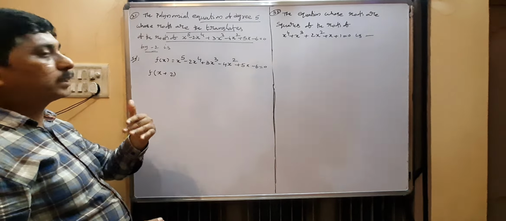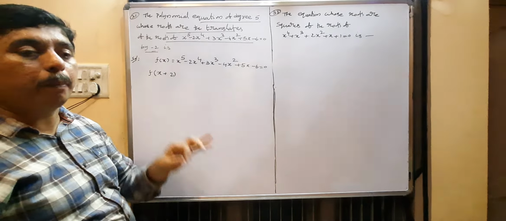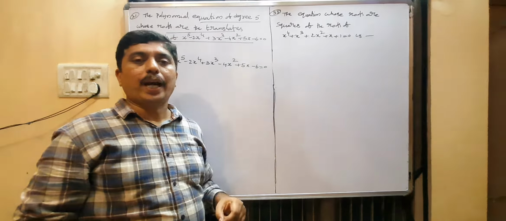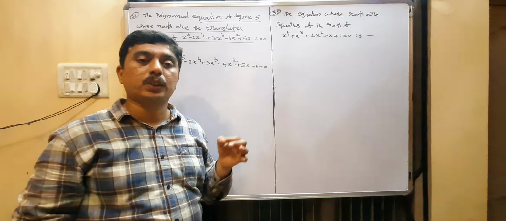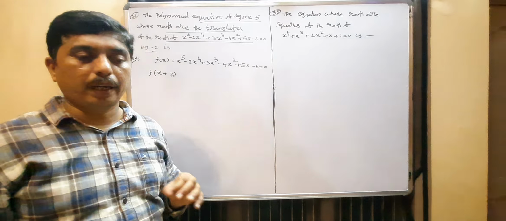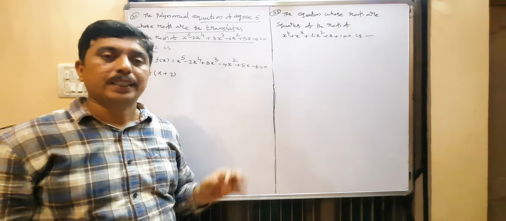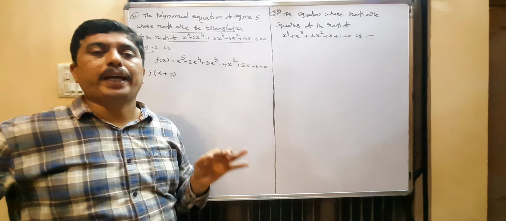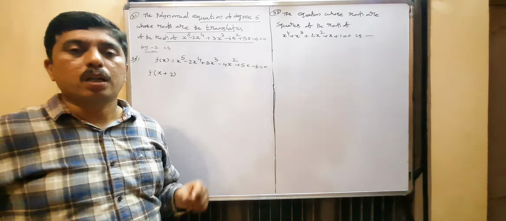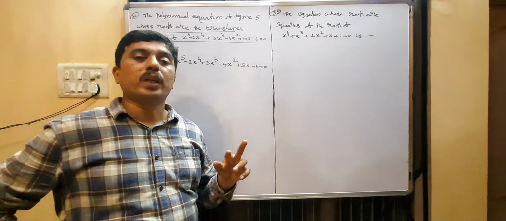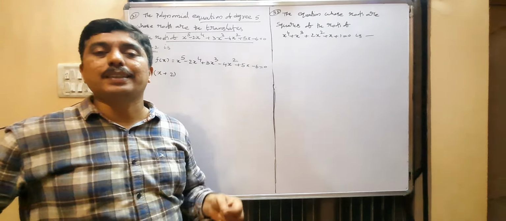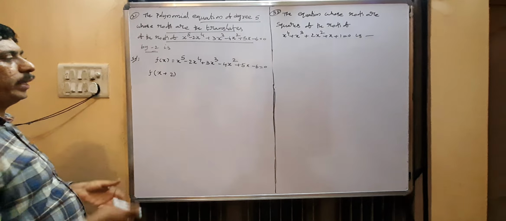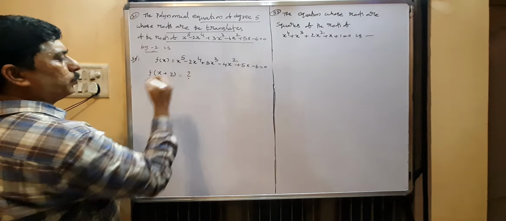Translate by minus 2 means each root decreases by 2. In that case, replace x by x plus 2. Translate by plus 2 means each root increases by 2, so in that case replace x by x minus 2. Now, the given minus 2 means plus 2 you have to take. You have to find f of x plus 2.